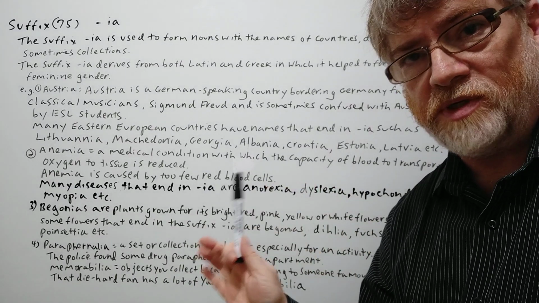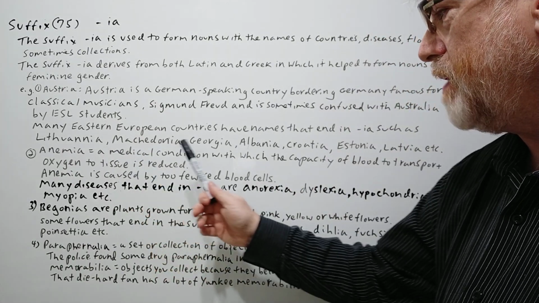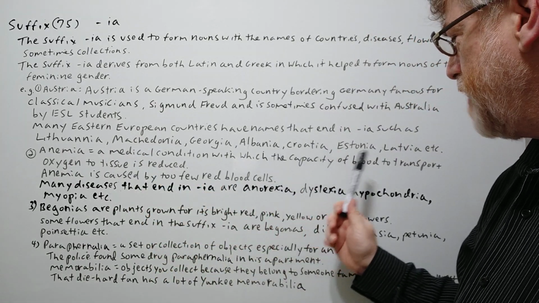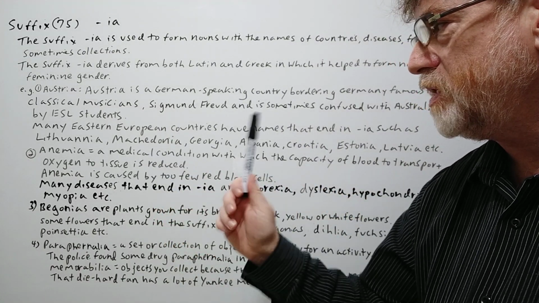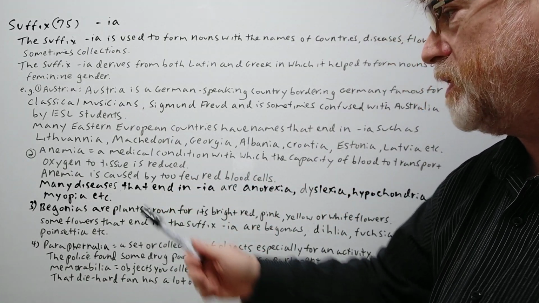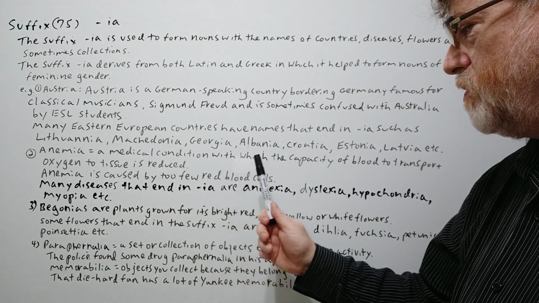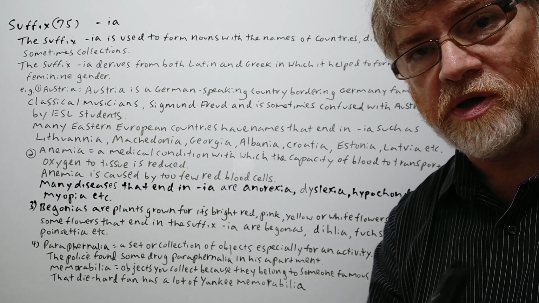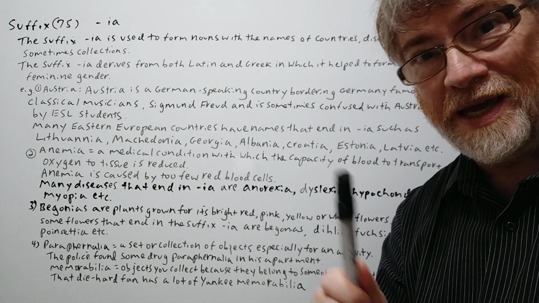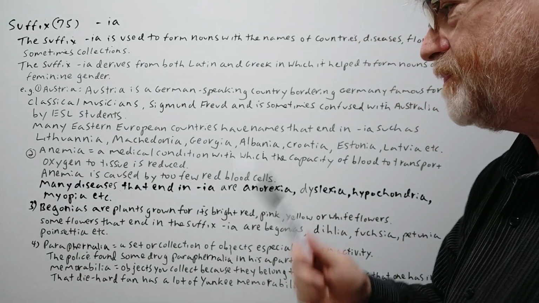All right. Now, of course, we're up to diseases. Number 2, anemia, a medical condition in which the capacity of blood to transport oxygen to tissue is reduced. And here's our example. Anemia is caused by too few red blood cells. Not enough red blood cells, and that's how people can become anemic, but anemia is the disease.